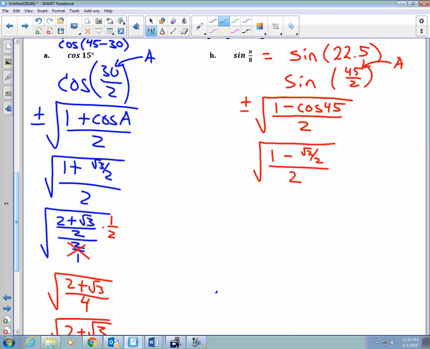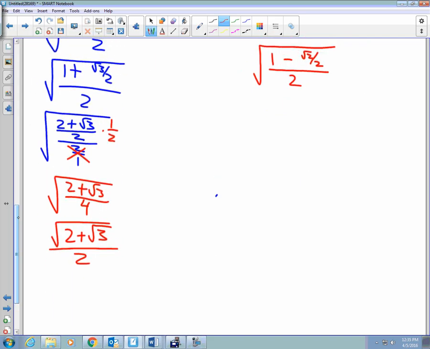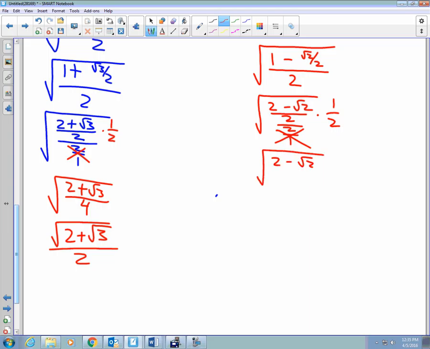Can I leave my answer like that? No. I have a complex fraction. Find common denominators. So I have the square root of 2 minus root of 2 over 2 divided by 2 over 1. Multiply by the reciprocal. We get the square root of 2 minus root of 2 all over 4. You can take the square root of the top. You take the square root of the bottom. I get the square root of 2 minus root of 2 all over 2.